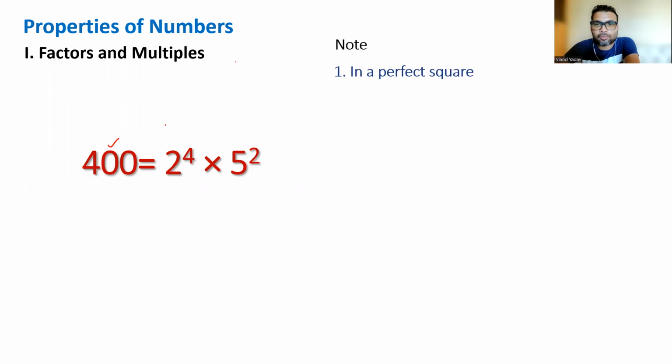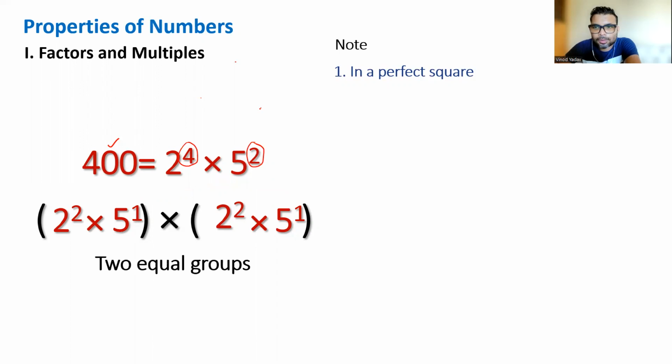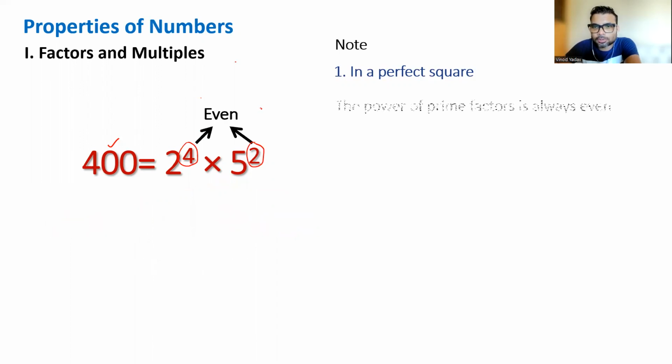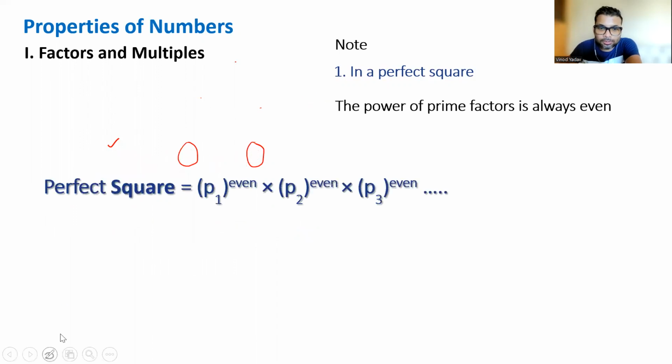So 400 is a perfect square, square of 20. After prime factorizing it, did you see one observation? The power will always be even because every prime factor will be present in pairs. Remember? So why should the power be even? So that you can easily split that into 2 equal groups. So power is always even, and because of that, you can say that the number of factors will always be odd.